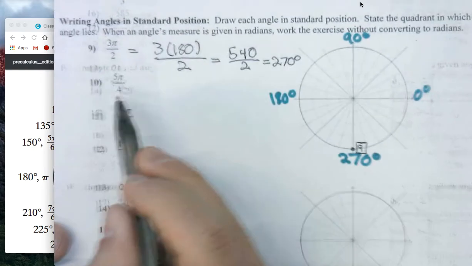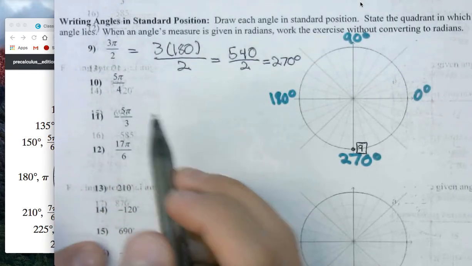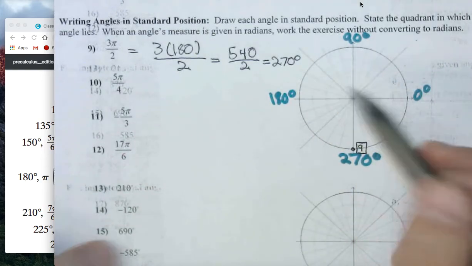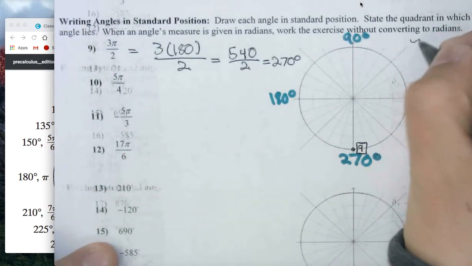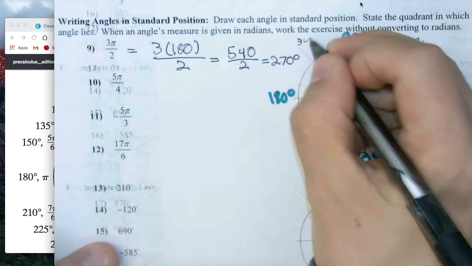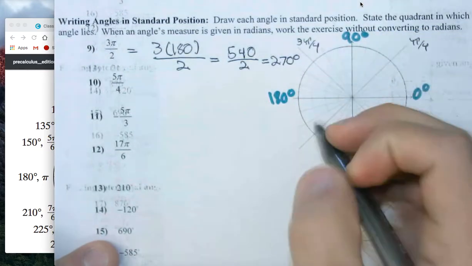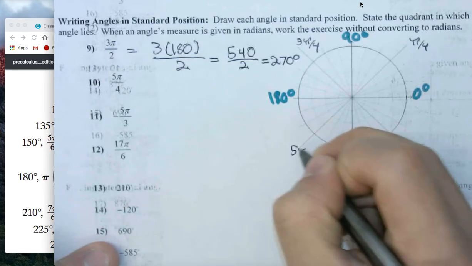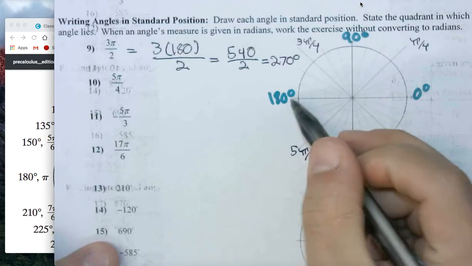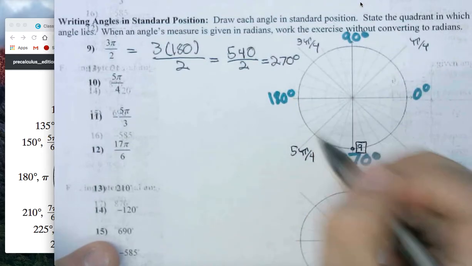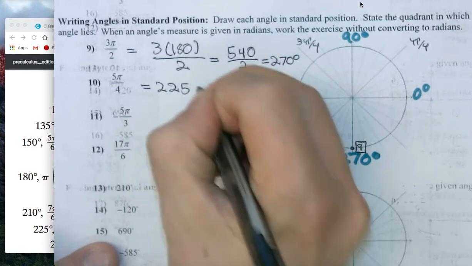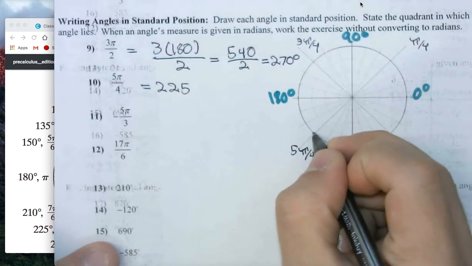If we were going for 5 pi over 4, you might also get comfortable enough with the unit circle where you can break this up and recall that this would be pi over 4. This is 3 pi over 4, 5 pi over 4. So 5 pi over 4 would be in between 180 and 270, so this would be 225. So that would be for 10.